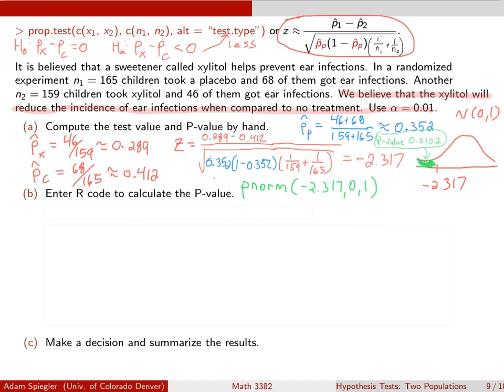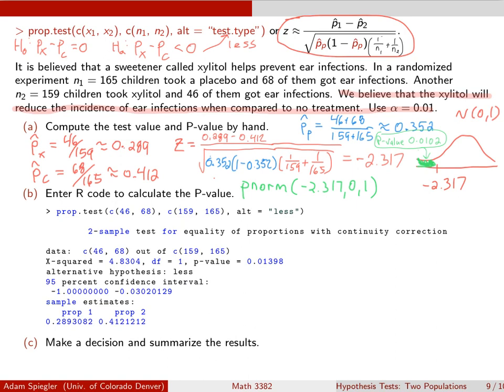But now let's use this convenient proportion test function that is built into R. And so in this case, the input would be our first proportion, which in the way that we set up our hypotheses was the xylitol group. So we're going to first put how many people in the xylitol group were a success, which in this case is an ear infection, how many in the other control group got an ear infection, how large was our treatment group, how large was our control group, and then our alternative hypothesis, recall, is we were claiming that xylitol is going to reduce the incidence of ear infections. So it should be less than the control group. And entering this into R, we get the following output.